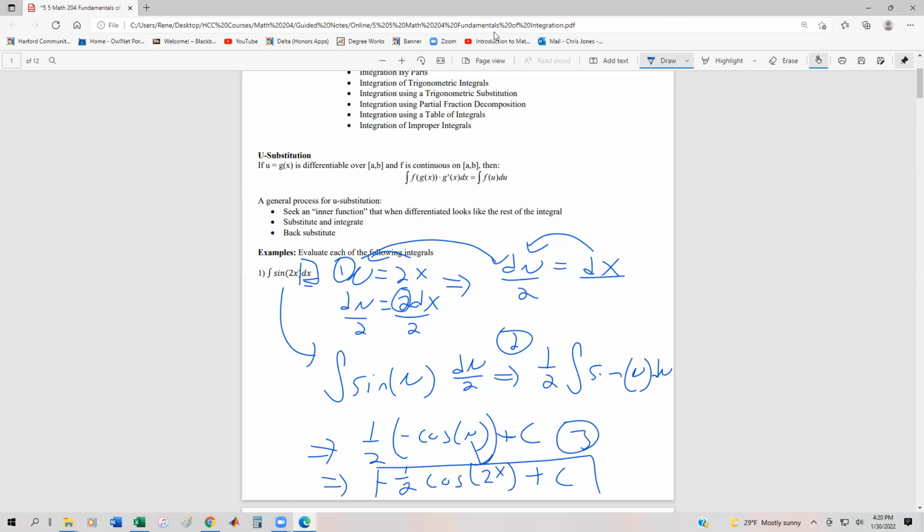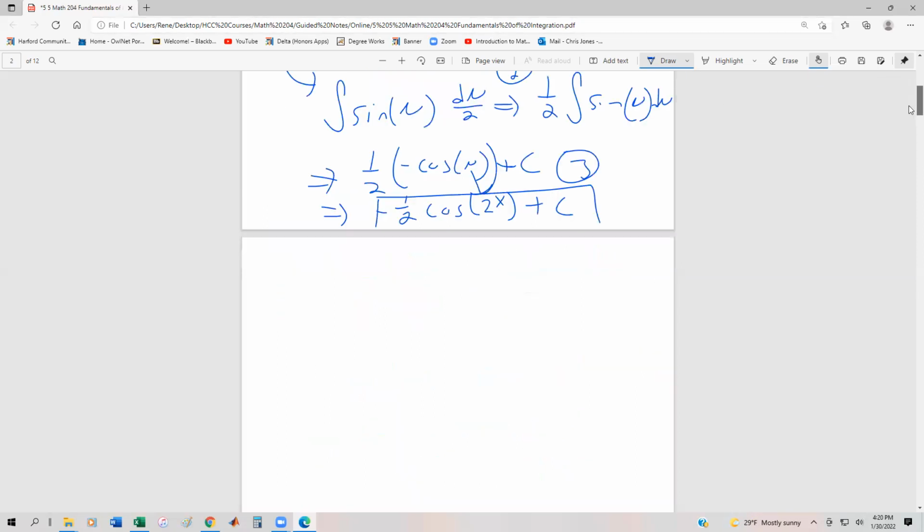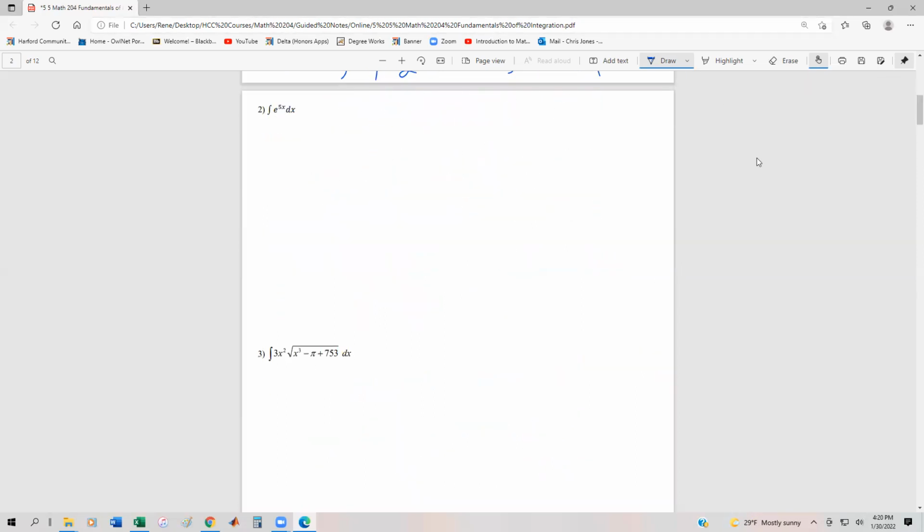And then the last step is to back substitute in terms of the original variable. Let's take a look at a couple more examples. Another example is e to the 5x. No parentheses here, but there is a composite function, which is 5x. So we know that e to the x could be written as e to the 5x, if x were substituted with 5x as an interior function g of x.